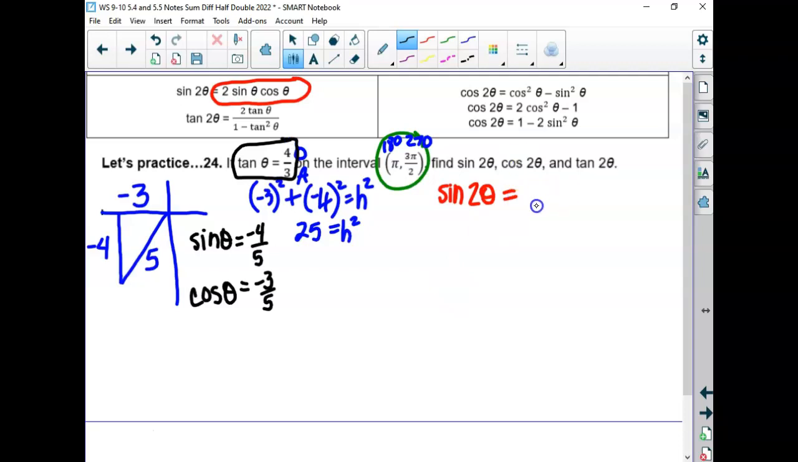Okay, so sine of 2 theta is 2 times the sine, which is negative 4/5, times the cosine, which is negative 3/5. Okay, you can type that all in your calculator, or you can go straight across the top and across the bottom. 2 negatives should make it a positive. I think it's 24 over 25. Is anybody getting that?